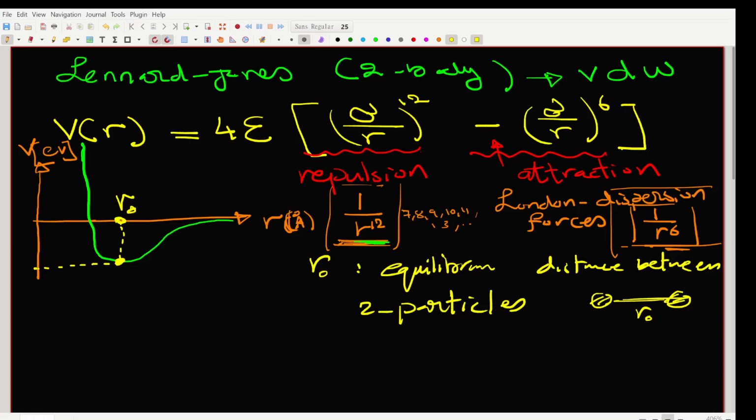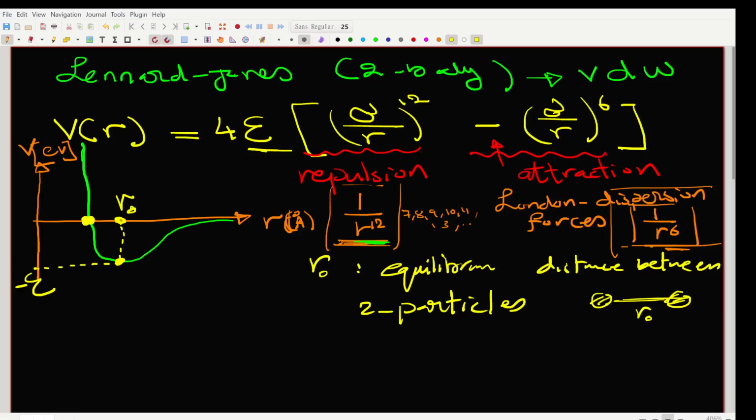The least energy for these two particles is actually negative epsilon. So it is this epsilon here. That means epsilon represents the depth of the well. Roughly speaking, it represents the strength of the van der Waals interaction.